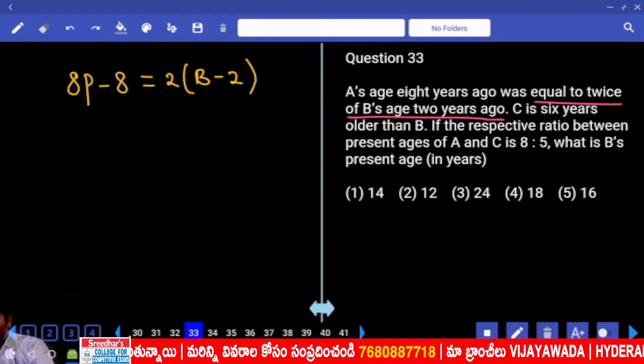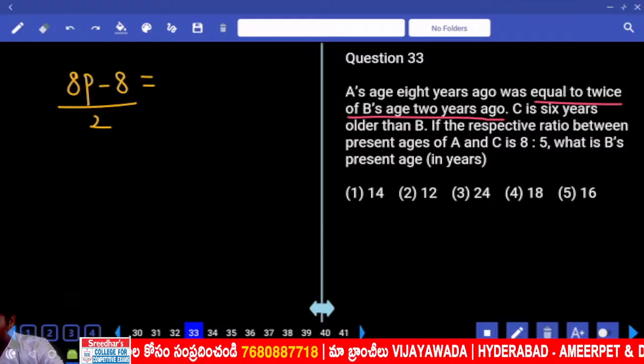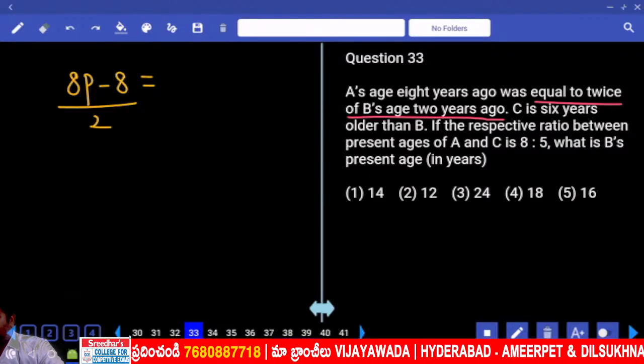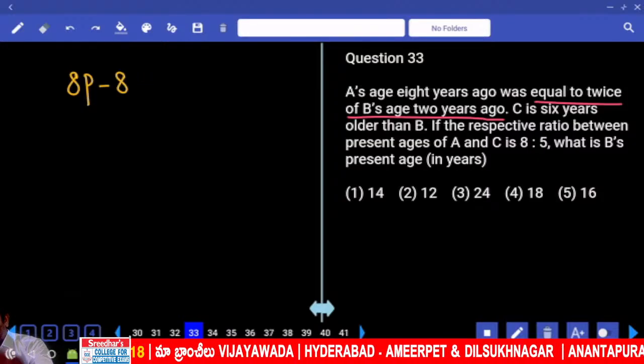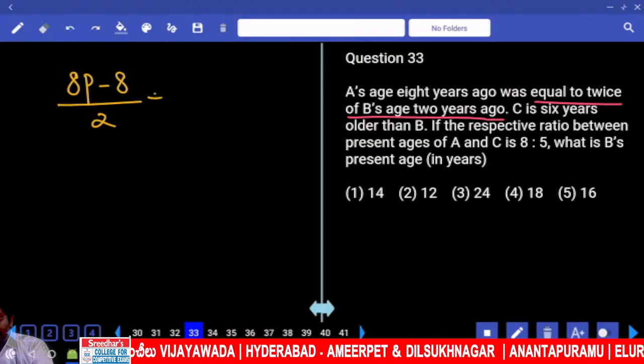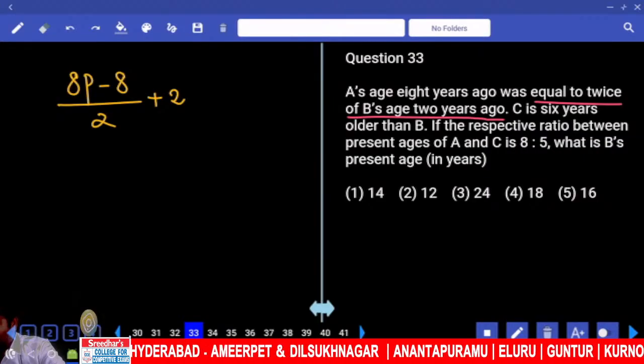If this is equal to 2 times B's age 2 years back, 2 comes to the left-hand side denominator, which is equal to B minus 2. Then B's value is equal to that divided by 2, plus 2. This is B's present age.